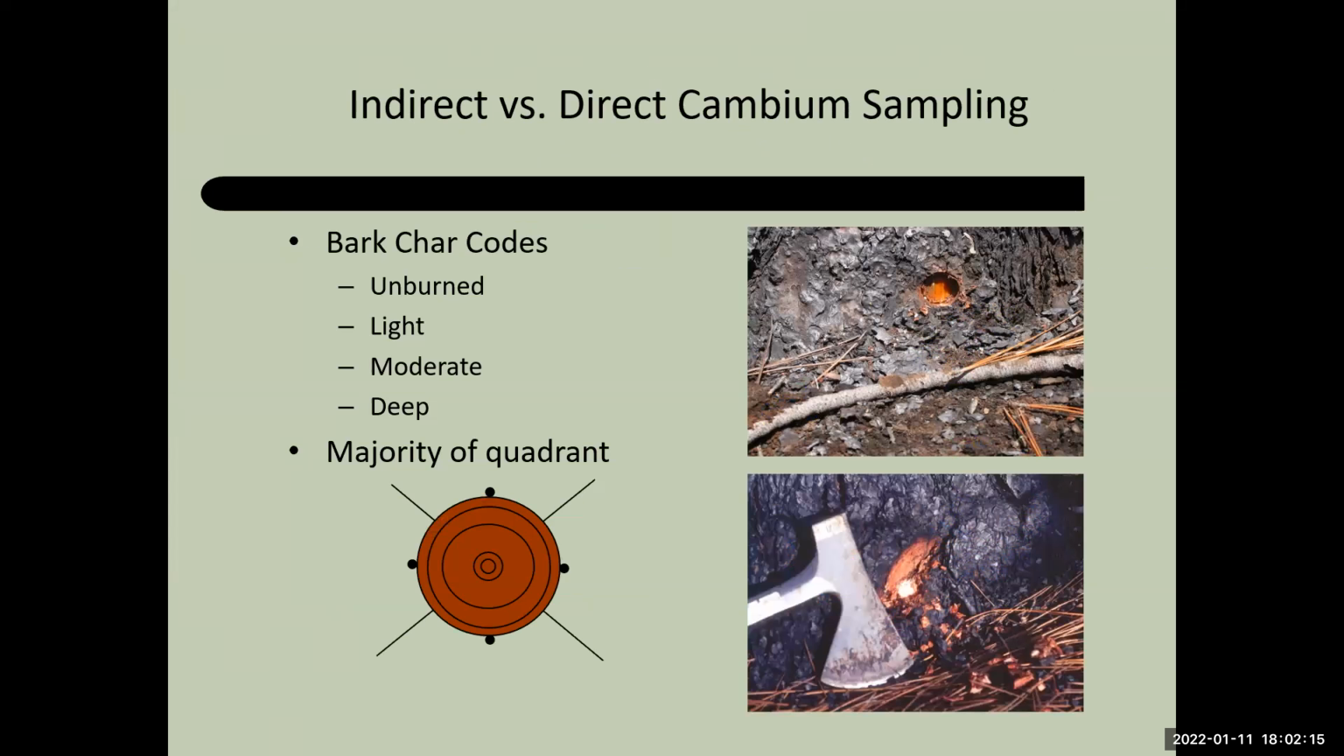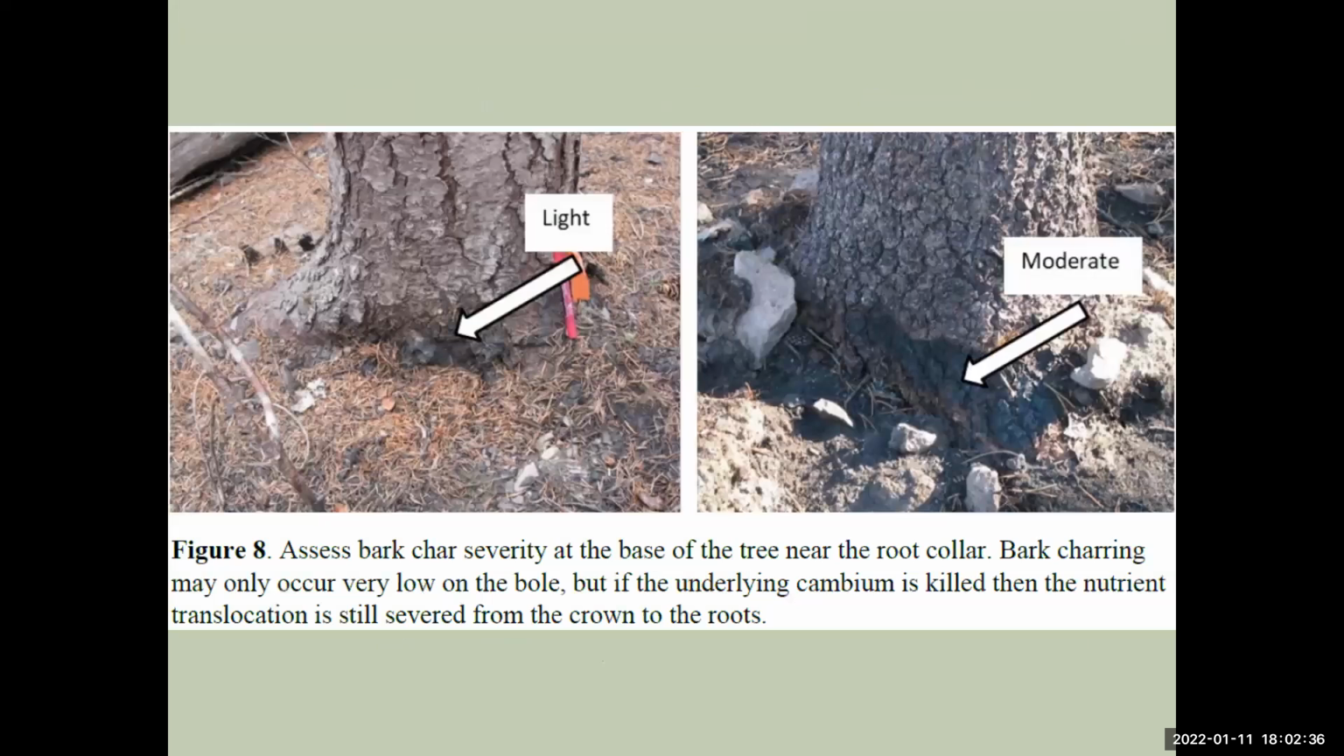So for our study, and then trying to take this to implementation in the field, we realized that sampling the cambium on every tree was probably going to be unrealistic. And so we tried to use a surrogate, using bark char characteristics instead of sampling the cambium directly. We broke down the bark char into different categories. You can have unburned, where the fire didn't touch it at all, or you can have light char. This is where the fire blackened the outer plates of the bark, but it didn't get into the furrows, so the furrows are unburned.